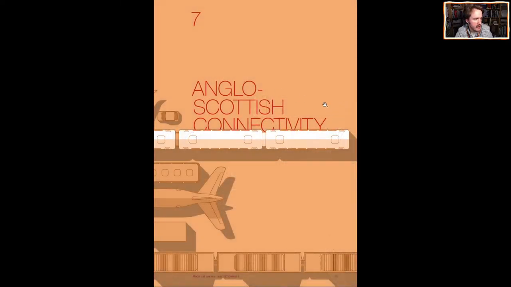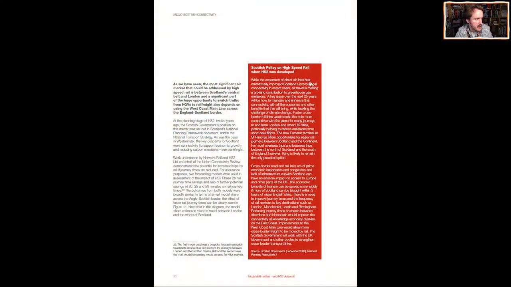Then the next chapter, Anglo-Scottish connectivity. We've had a look at this, and we're looking at Scottish policy on high-speed rail here. While the expansion of direct air links has dramatically improved Scotland's international connectivity in recent years, air travel is making a growing contribution to greenhouse gas emissions. So this is a big red box, which I think is like a bad news box in this report.